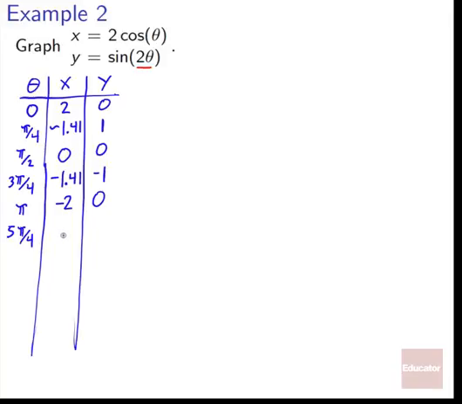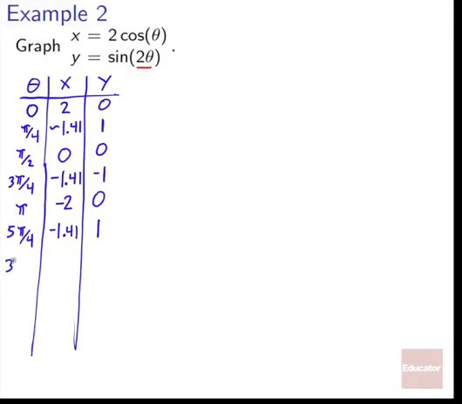5 pi over 4, plug that in for cosine theta, then we are down, slightly negative, so we wind up being in negative 1.41. 5 pi over 4 times 2 gets us 5 pi over 2, which is equivalent to pi over 2, so we've got sine of pi over 2, 1.